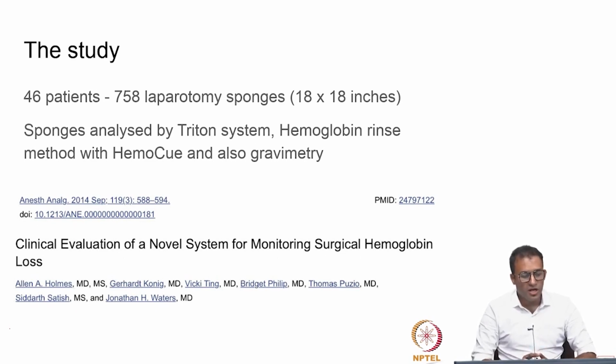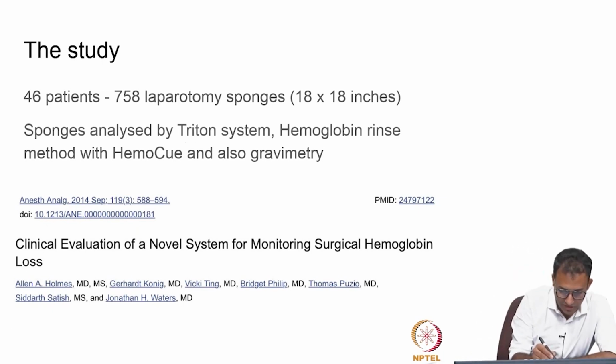So it was performed in around 2 centers in California, 2 leading surgical centers, and there were 46 patients who underwent laparotomies. Laparotomy is opening the abdomen for various surgeries, and there were 758 laparotomy sponges, each of them 18 cross 18 inches, and these sponges were analyzed by 3 different systems.